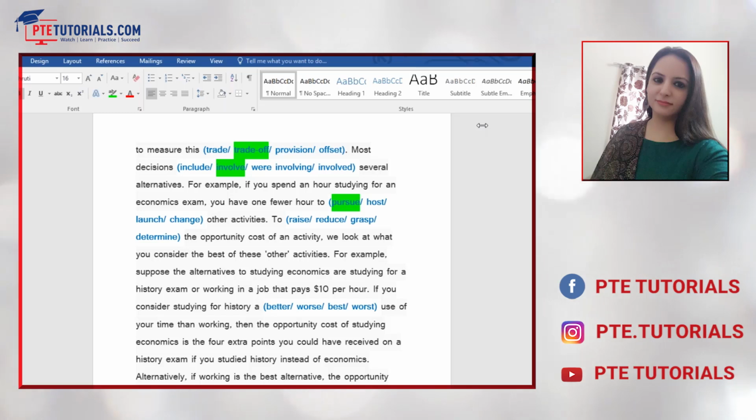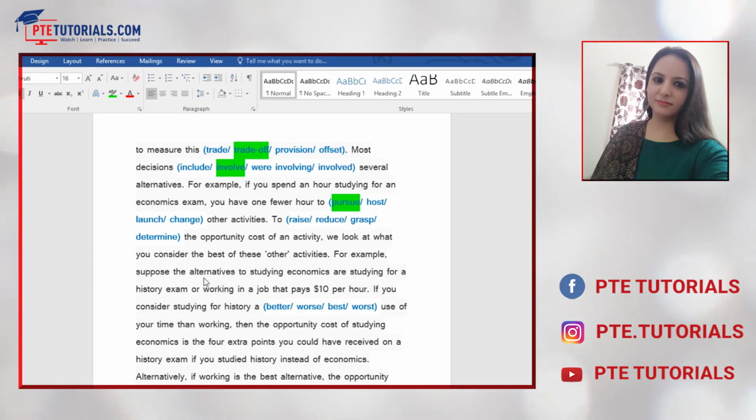Here I would be selecting to raise the opportunity cost of an activity or to determine. Just check what you are doing here. For that, I need to read the next line. We look at what you consider the best of these other activities.